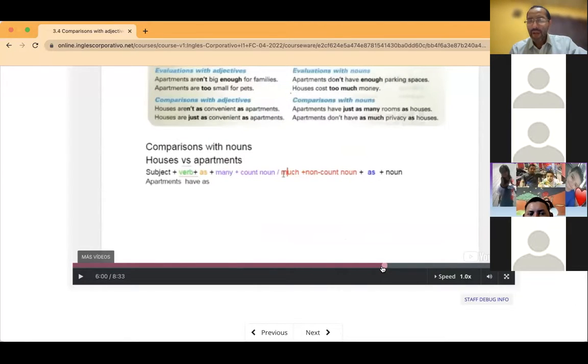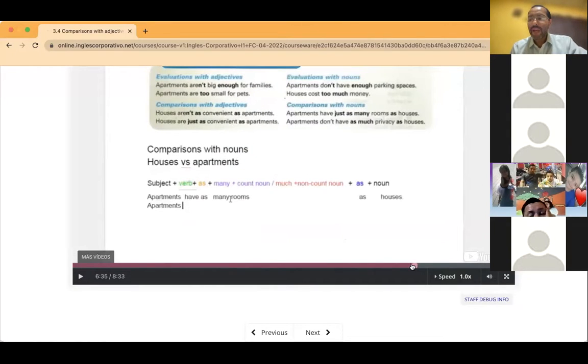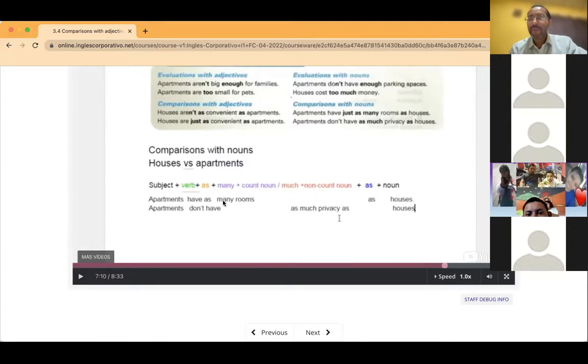Let me give you a little bit more, okay? So we also are going to use today as many or as much, okay? As an example, apartments have as many, and then we can use as many rooms, as many bathrooms, as many windows. We can use different ones. For countable, we use many. For non-countable, we use much. The example, apartments don't have as much privacy as houses.